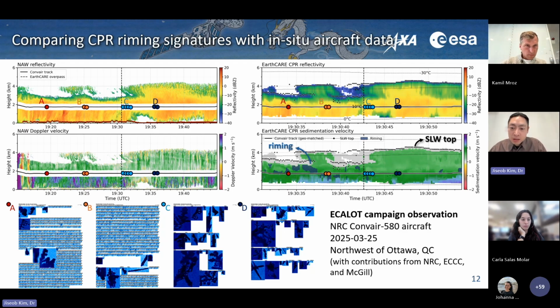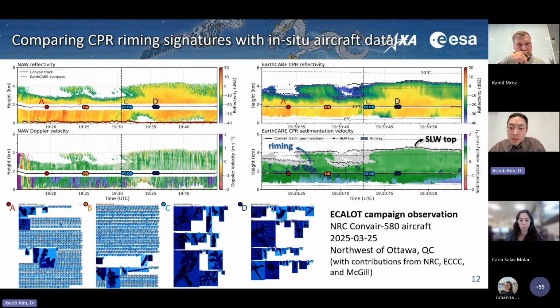Anyway, if you look at point A and point B, the aircraft observed a large amount of supercooled liquid water there, and some rimed particles were also observed. If you look at the blue riming detection regions I detected, you can see that the CPR-based method also detects riming near A and B.